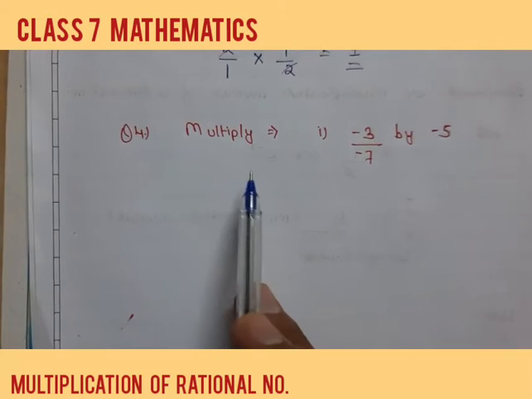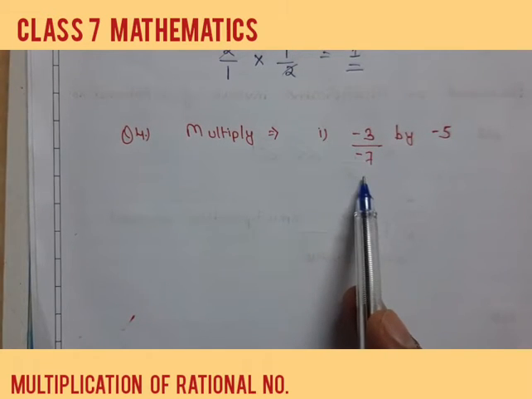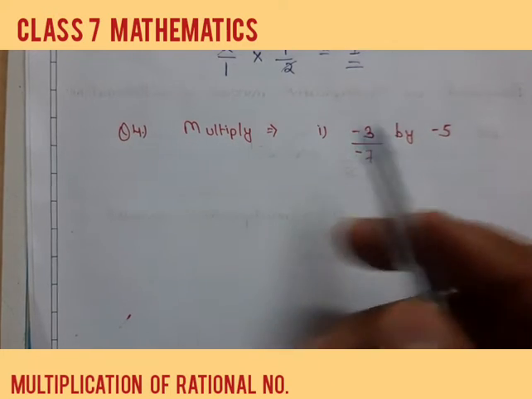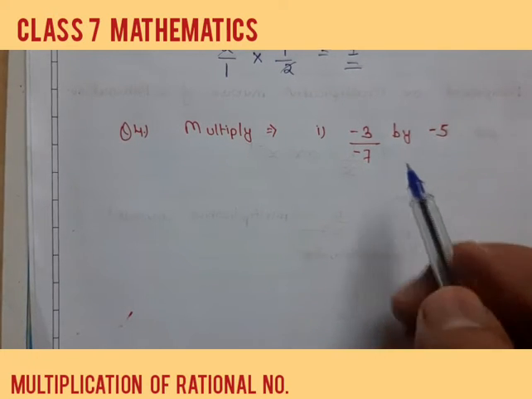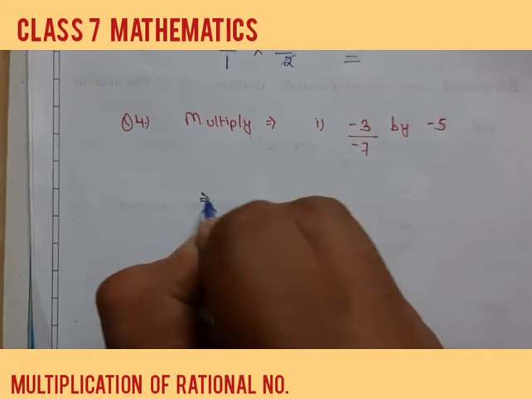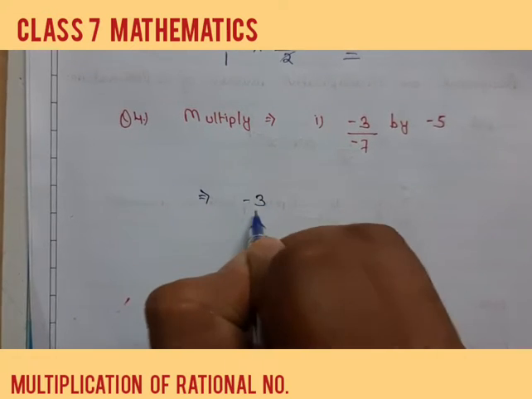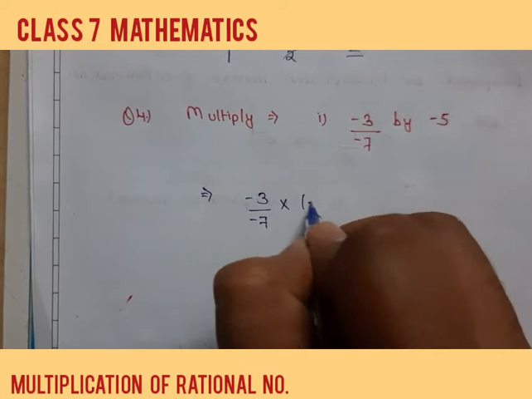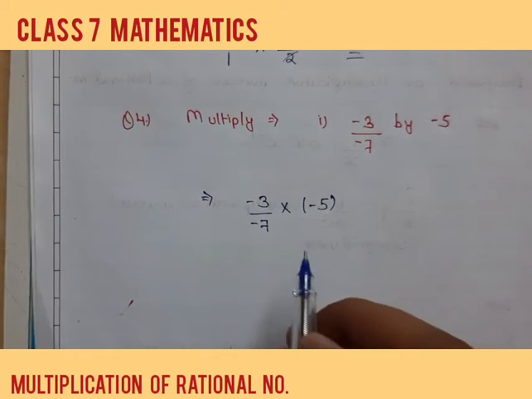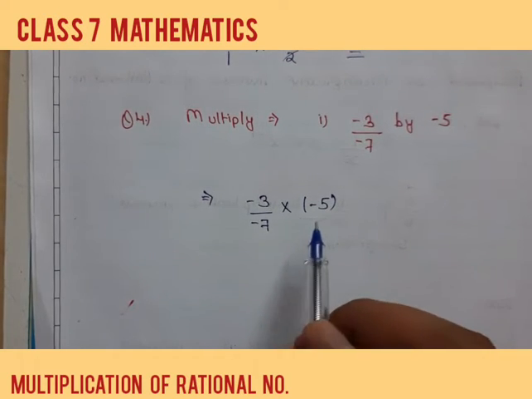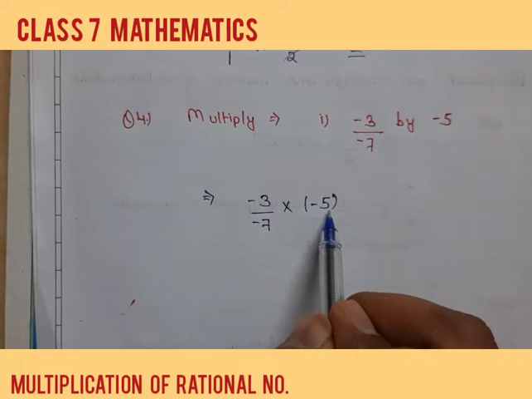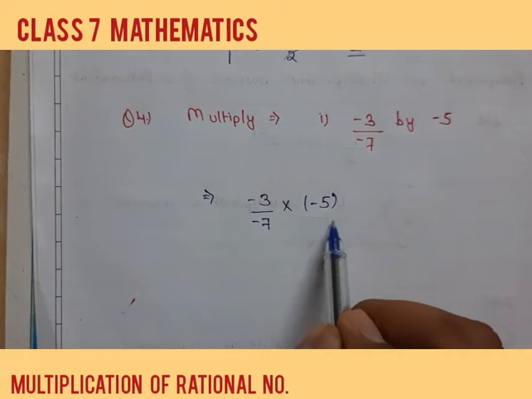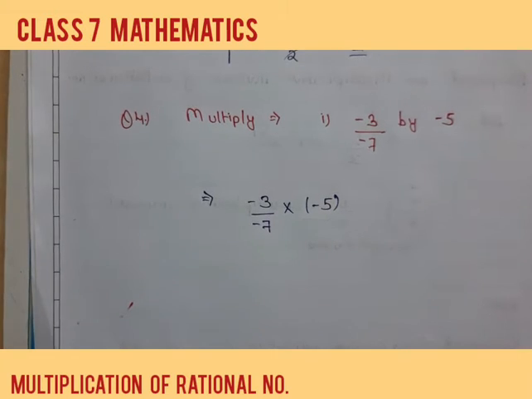Now the next question is multiply minus 3 upon minus 7 by minus 5. Since it is given here multiply, so this "by" means the sign of multiplication. So mathematically we will write it how? Minus 3 upon minus 7 into minus 5. One thing you need to remember, class, is that when any number is given with a negative value, we should always write it under bracket.